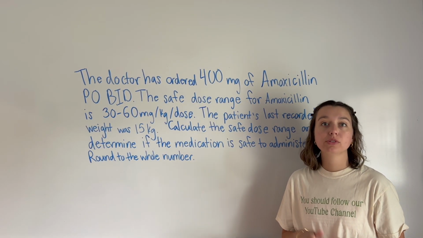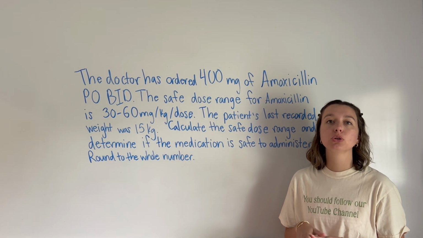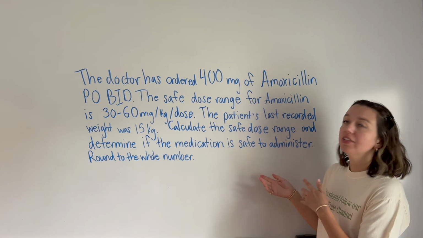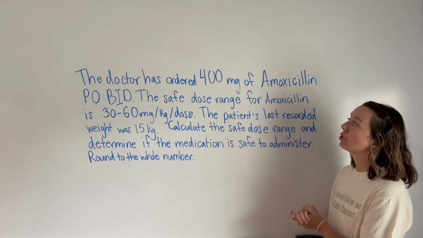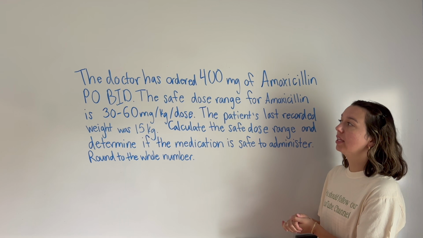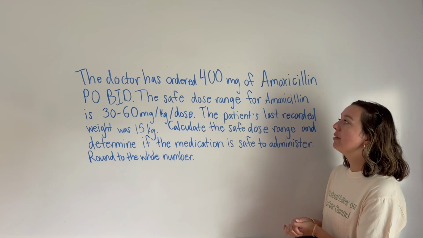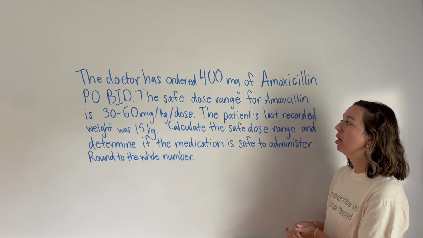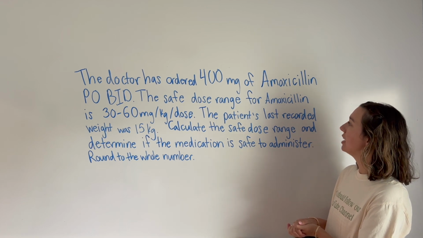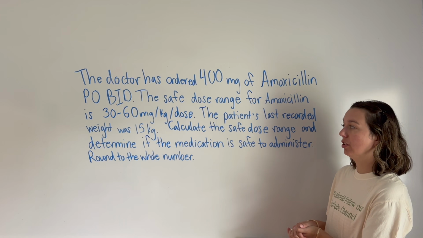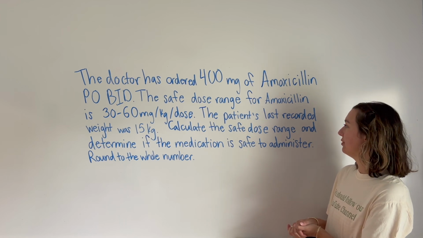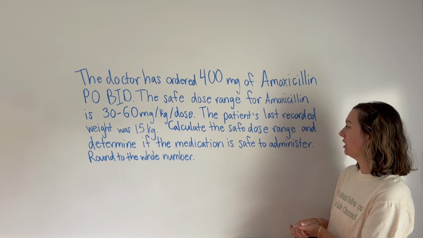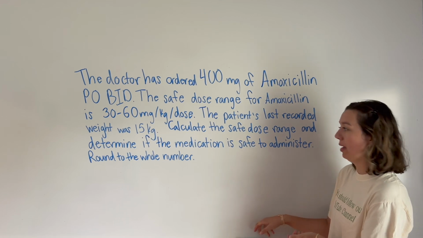Practicing safe dose range questions using dimensional analysis. Looking at this question, the doctor has ordered 400 milligrams of amoxicillin, PO BID. The safe dose range for amoxicillin is 30 to 60 milligrams per kilogram per dose. The patient's last recorded weight was 15 kilograms. Calculate the safe dose range and determine if the medication is safe to administer. Round to the whole number.